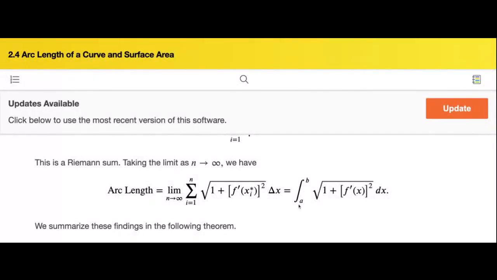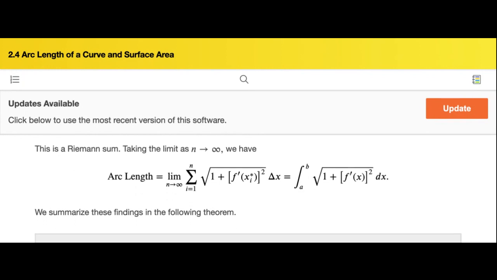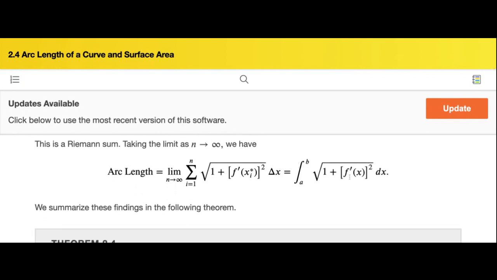So that's how we get this. We want to find the arc length from A to B. So what do we do? We set up an integral from A to B of the square root of 1 plus f prime squared. Okay, that's it. So this is the formula for finding arc length.